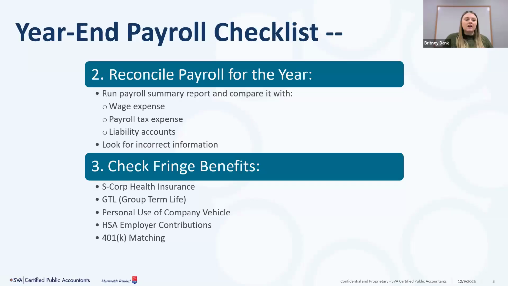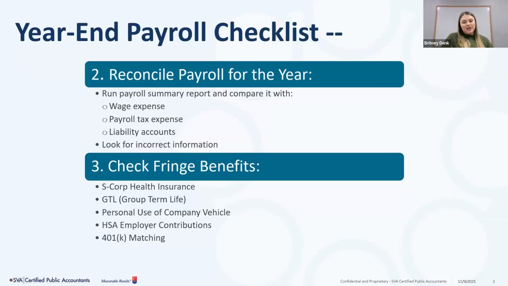Look for anything that's off, investigate the differences, and just make sure that things are as they should be, like no duplicate checks, incorrect withholdings, incorrect pay codes for benefits. Just making sure everything is flowing through the way it should be.